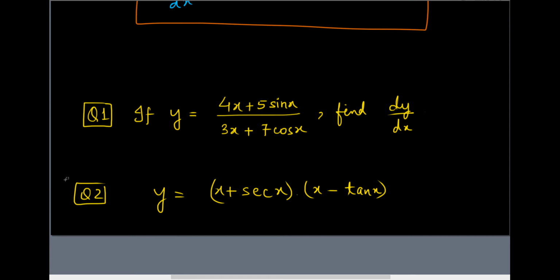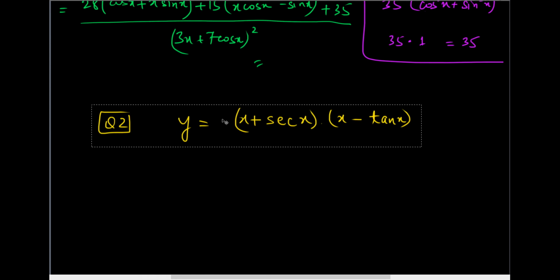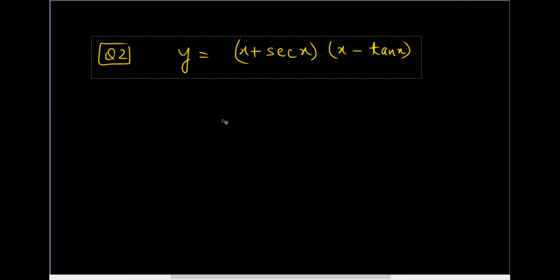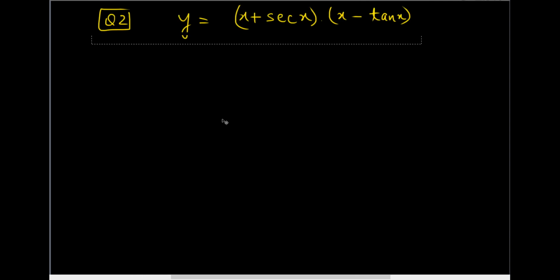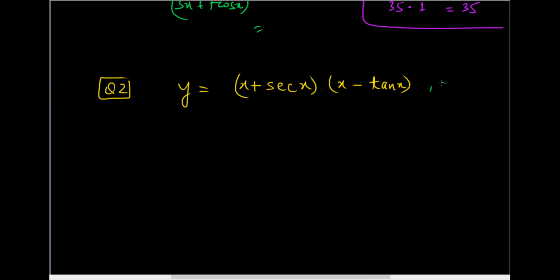Let me take the second question. I just wrote this already so that we don't have to think about what to do in this session. So this question is: if y equals x plus sec x times x minus tan x, what is the derivative? We have to find dy over dx in this case.